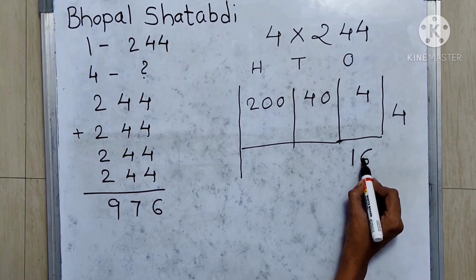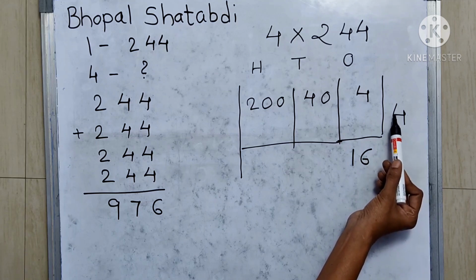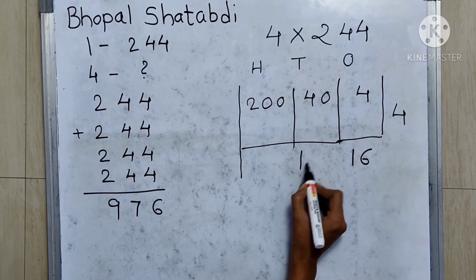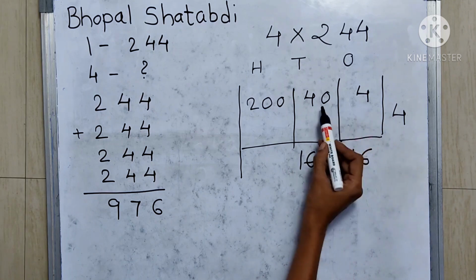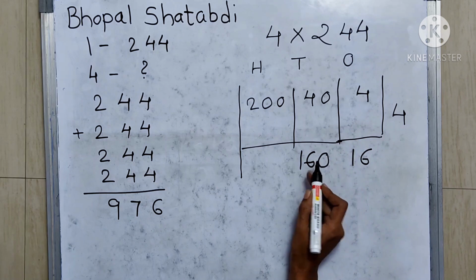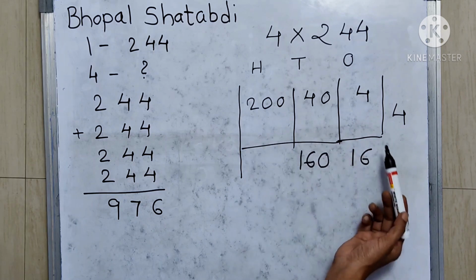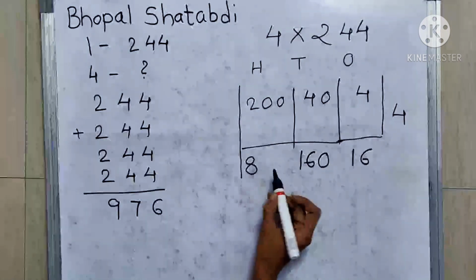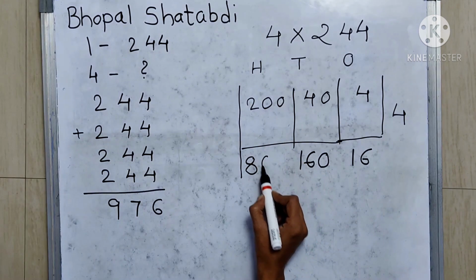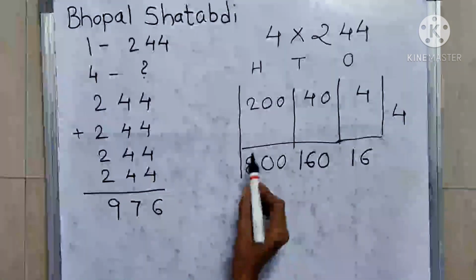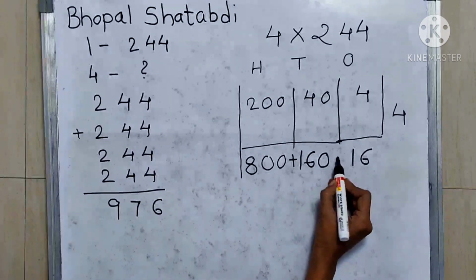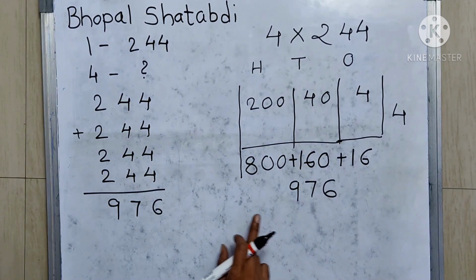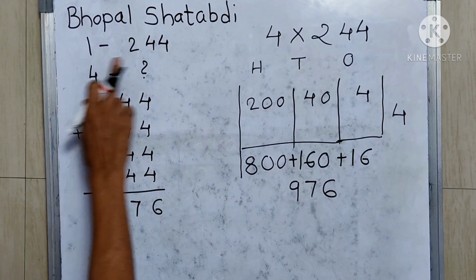16. Now here use the trick, multiply this 4 and this 4. 4 4s are 16 and put this 1 and 0 here. Now again here use the trick, 4 2s are 8 and here are 2 zeros, so add these 2 zeros, then add this. The answer is 976. This is the cost of 4 tickets for Bhopal Shatabdi train.